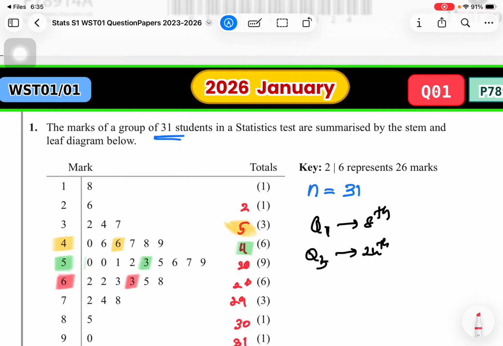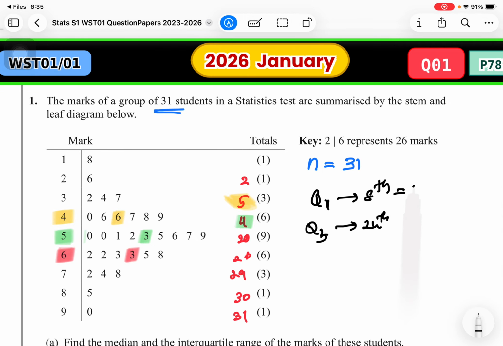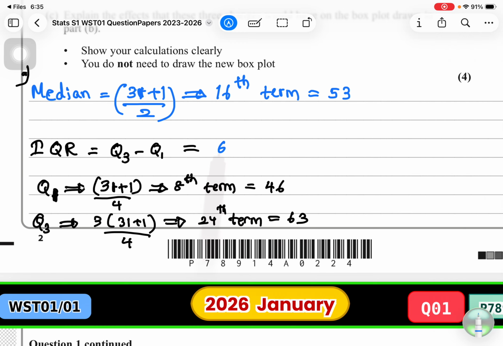Now we have our Q1 and Q3, which are 46 and 63. You'd better show your own working, because then you will get at least carry forward marks. So the interquartile range is 17. That concludes the first part.